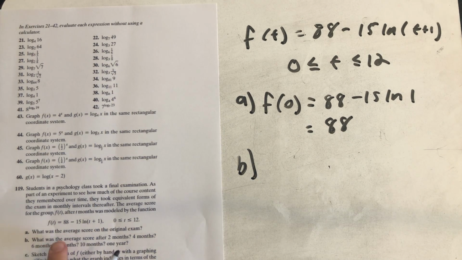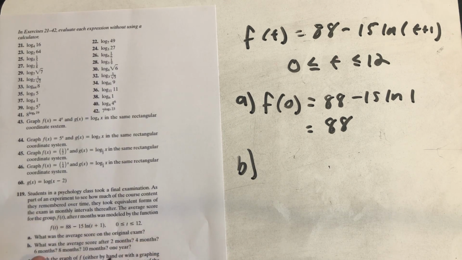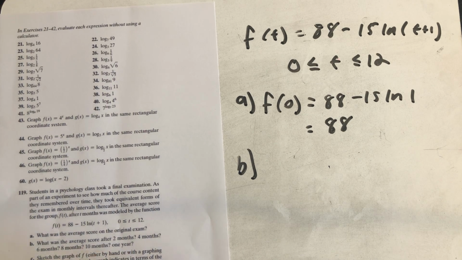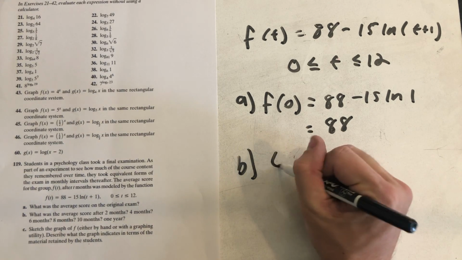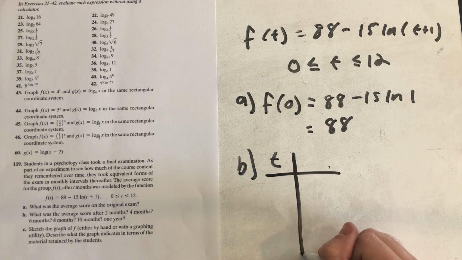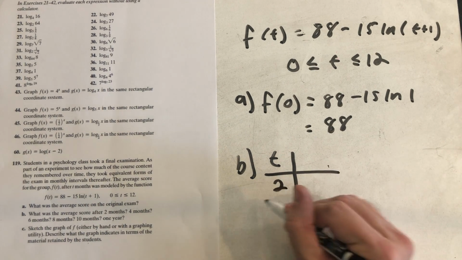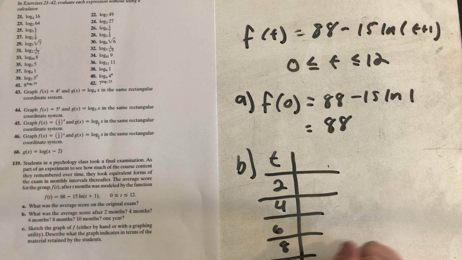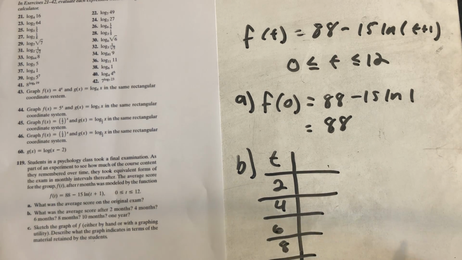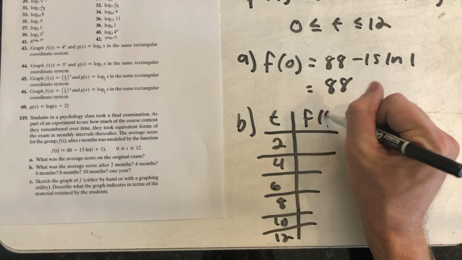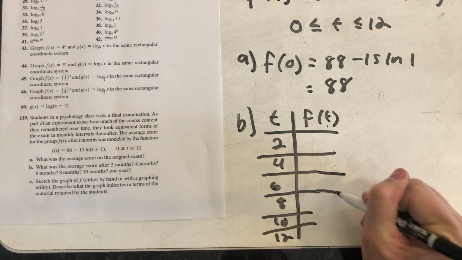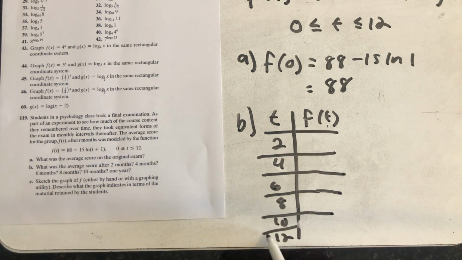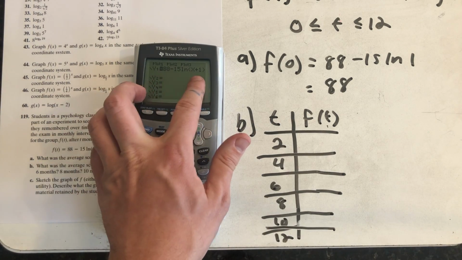Part B, what was the average score after 2 months, 4 months, 6, 8, 10, and 1 year, so 12 months? Since I'm going to be answering a whole bunch of these, I think I'm going to summarize the answers in this table. I'll be plugging in and getting a decimal approximation, and I think I'll round to 1 decimal place. So I'm going to get out my TI-83, and I've actually already entered this function in.